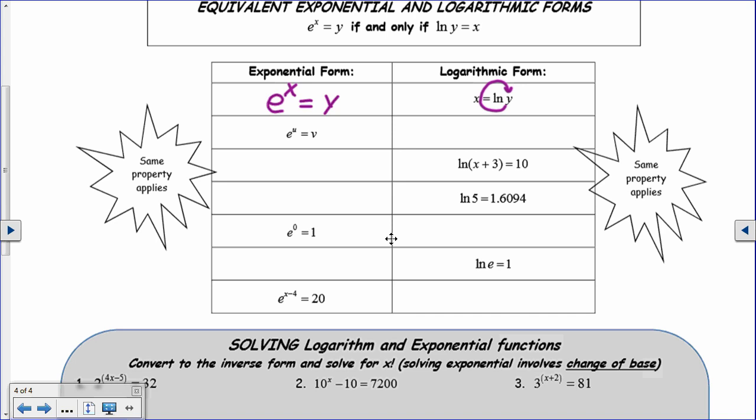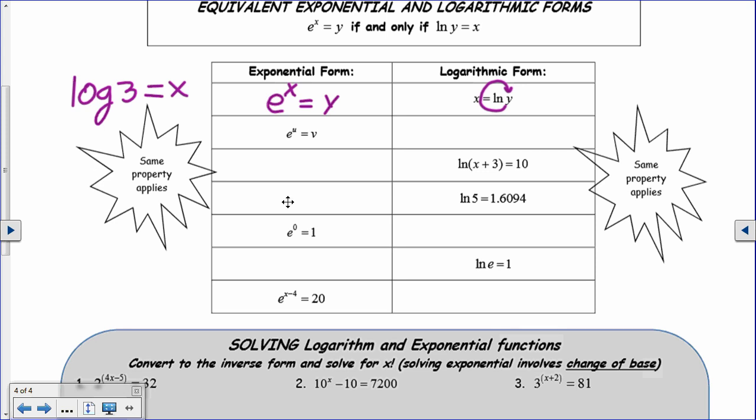So it works the same way. The loop trick still works the same. It's just that the base isn't written there. You have to remember that for an ln, the base is e. It's just like when we had log of 3 equals x. You remembered that the base was 10 even though it wasn't written there. For an ln, you have to remember that the base is e even though it's not written there.